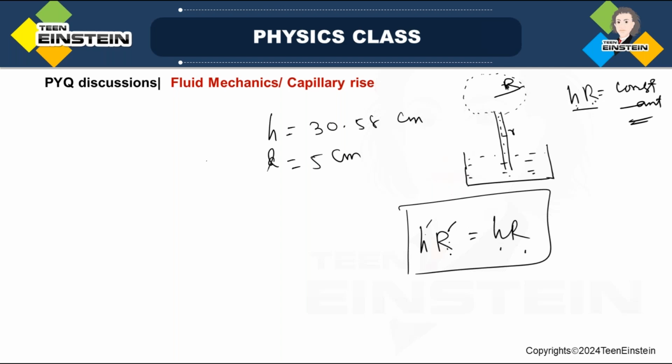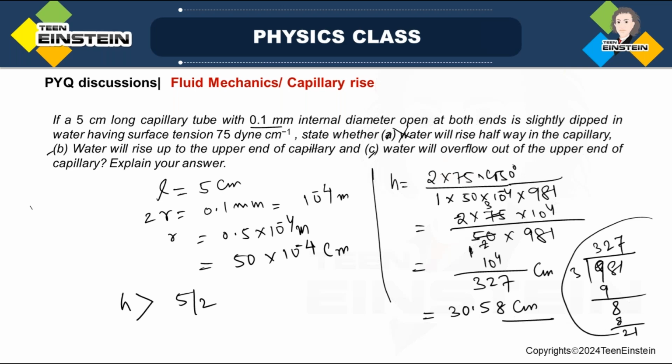So these things are explained one by one. See, it will not rise up to half, because it is much more than half. h is 30 centimeter or nearly 31. Here the length is actually 5. So it is 5 by 2, much larger than 5 by 2.